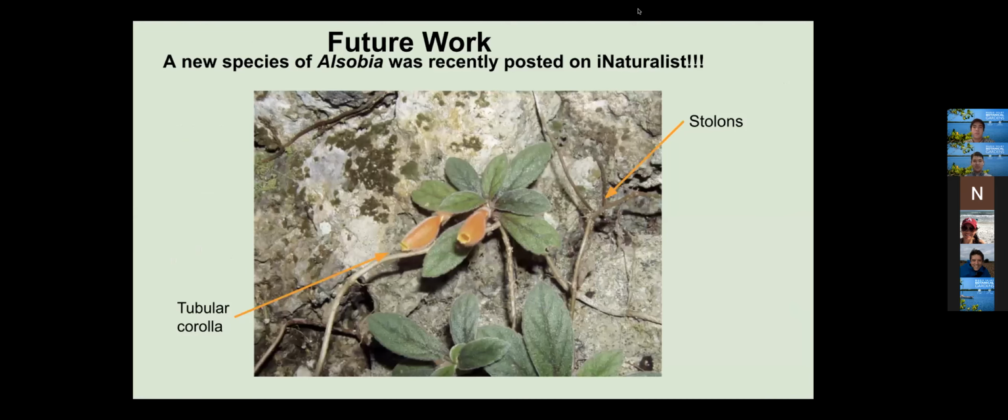Future work. In the process of our research, a new species of Alsobia or Covenanthus was encountered and uploaded to iNaturalist by Jan Meerman. iNaturalist is an amazing platform used to document biodiversity, and we all have iNaturalist accounts. This new species of Alsobia was found in Belize by Jan, and future work will revolve around sequencing it and placing it in a phylogeny. We know that it's an Alsobia or Covenanthus because of its stolons and because of the shape of the corolla.